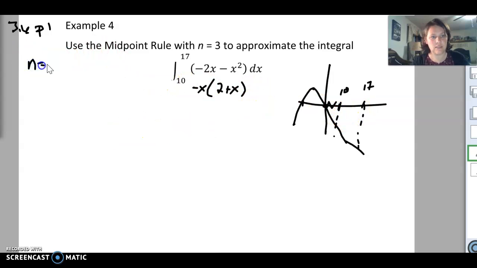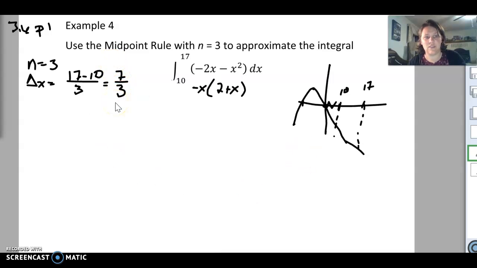So we know that n equals 3, so delta x is going to equal 17 minus 10 divided by 3. So each interval is going to have a width of 7/3. We need to write down what our endpoints are, and I think this is very important for your midpoint rule, to write down what those endpoints are. So the endpoints are going to come from our delta x, and we're starting at 10. So we're going to list our endpoints, then we're going to list our midpoints and find all of those.